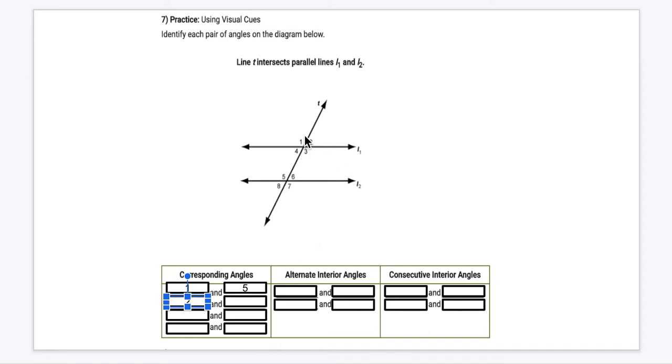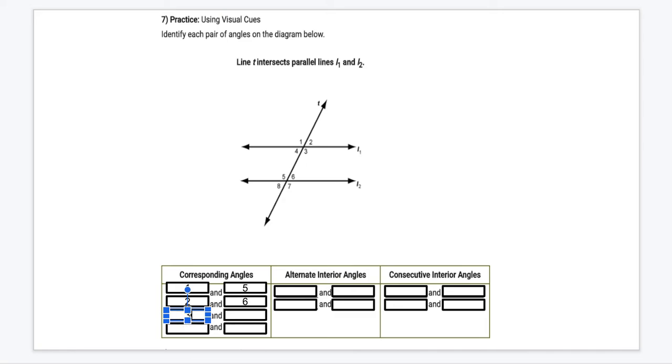If I'm looking at angle 2, it's outside of my parallel line. It's on top of my parallel line for L1. So I need something similar for L2. So this is on top of my parallel line for L2. And it has to be on the same side of the transversal as well. So I have angle 2 and angle 6 are going to be my corresponding angles.